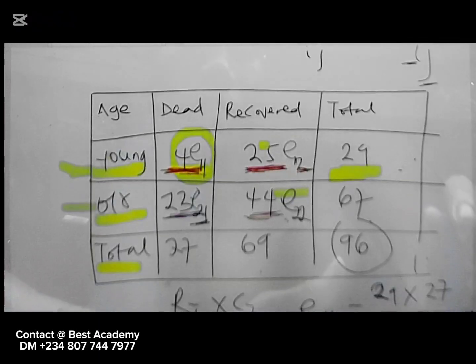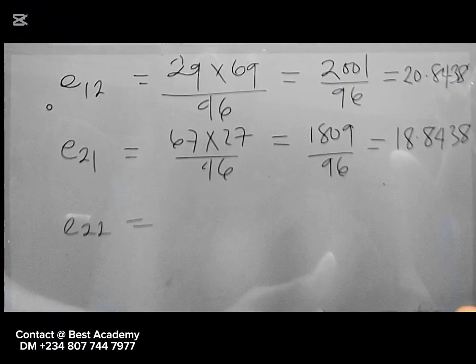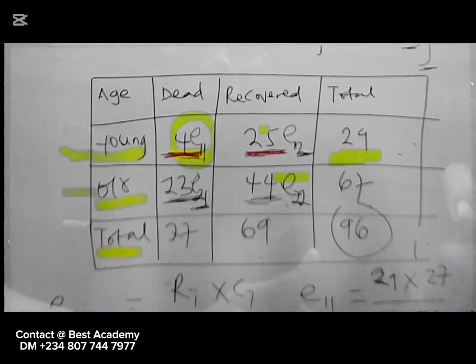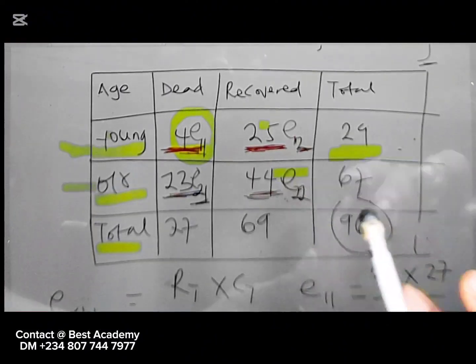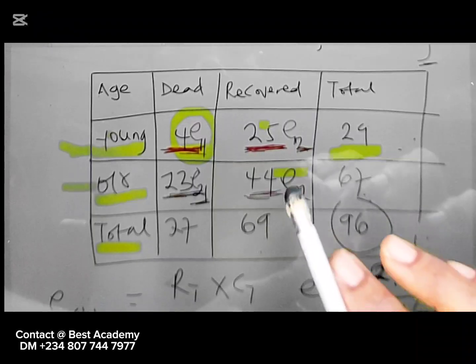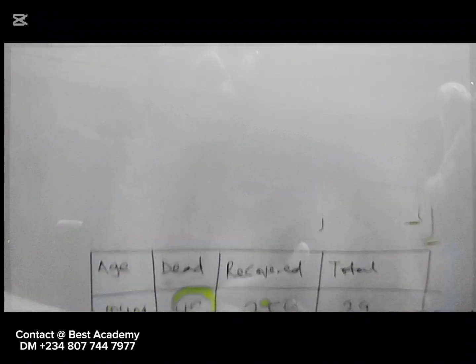Now E of 22, I guess that is the next one. Okay, let's check the table. For E of 22, the total row is 67, the total column is 69.